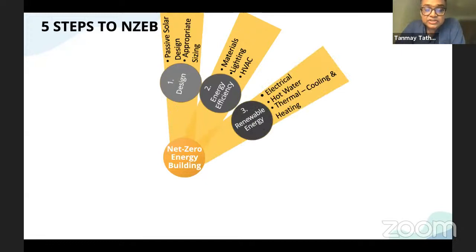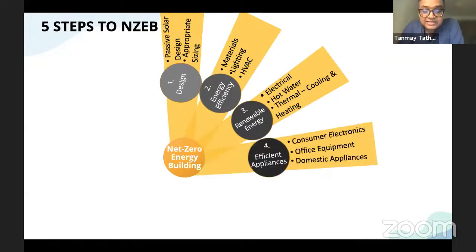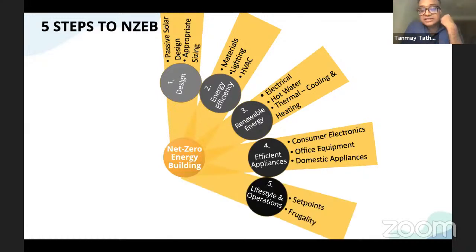Then you look at renewable energy. Again, renewable energy is not just electricity, it's also hot water. There are also solar cooling and heating technologies that you will probably hear about later in the process, and you can research. So there are solar air conditioners, and there are several new technologies. So once you've done the design and material, you look at how renewable energy is integrated into your building. Then you look at how you can optimize what the occupants bring in: electronics, office equipment, appliances, and what is the specification that we would want for those. And the last point is, how do you operate this?